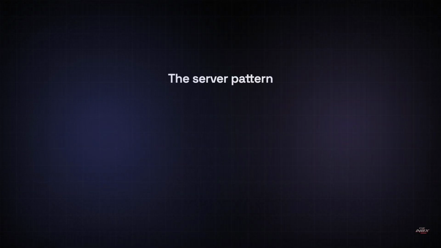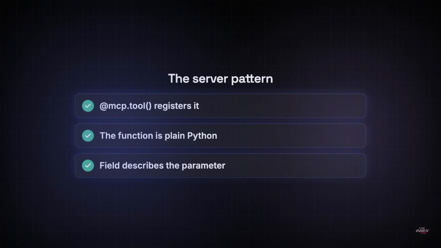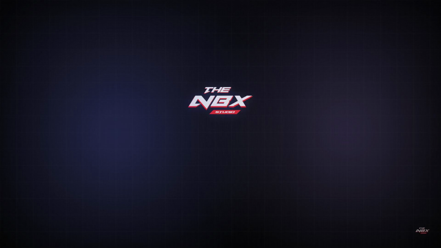The pattern to remember in 3 lines. The decorator registers it. The function underneath is ordinary Python. And Field describes the parameter, so the model knows what to put there. You've got a server. Next chapter is the other half, the client, and the loop that makes Claude actually use it.